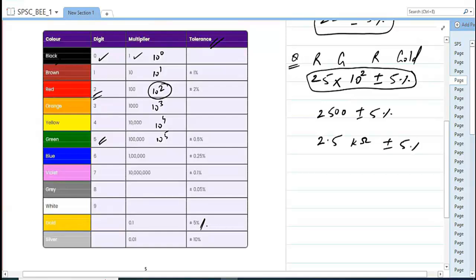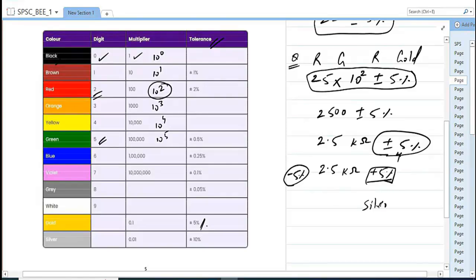Plus minus 5% is the variance error. It means this resistance can vary from 2.5 kilo ohm, with the upper limit at plus 5% and the lower limit at minus 5%. It can lie in between these two limits. So this is the meaning of tolerance. For gold, tolerance is 5%, and for silver, the tolerance is 10%.